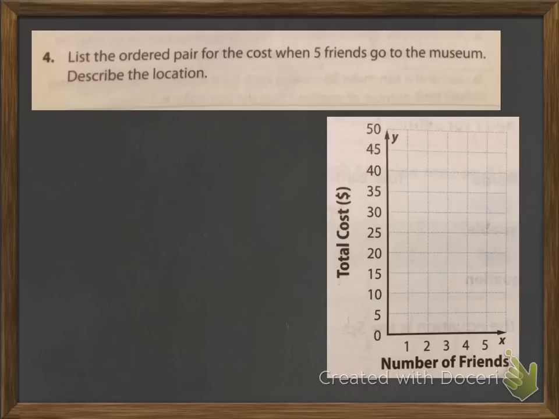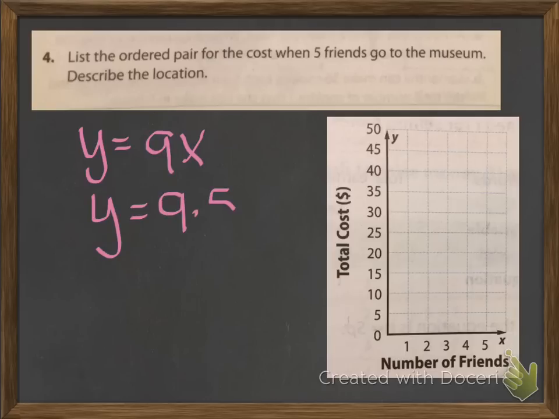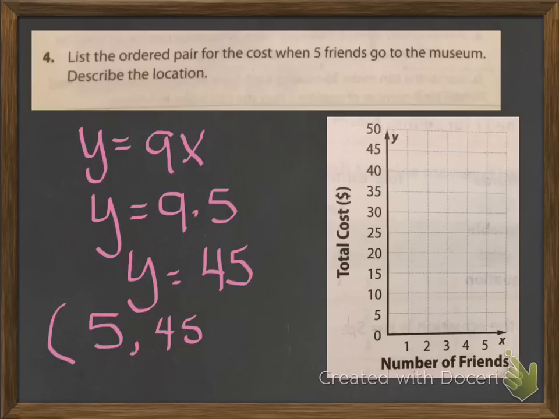All right, on the next one it says, list the ordered pairs for the cost when 5 friends go to the museum. Describe the location. So when 5 friends go, we're going to take our equation, which was y equals 9x, and put y equals 9 times 5, y equals 45. So the ordered pair would be 5 friends and $45.